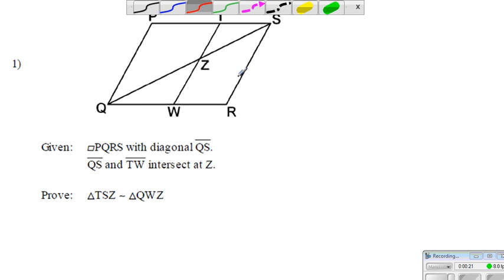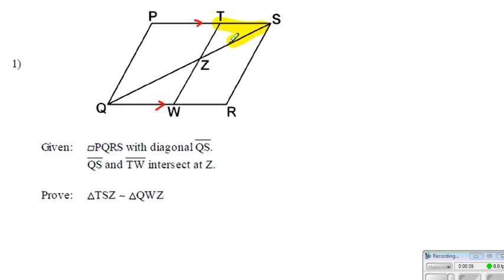PQRS is a parallelogram with diagonal QS. That means we know that this one is parallel to this line. All right. Now QS and then TW intersect at Z. And we want to prove that TSZ, which means we're looking at TSZ, this yellow triangle, and then its corresponding part. Now, how are we going to do that?